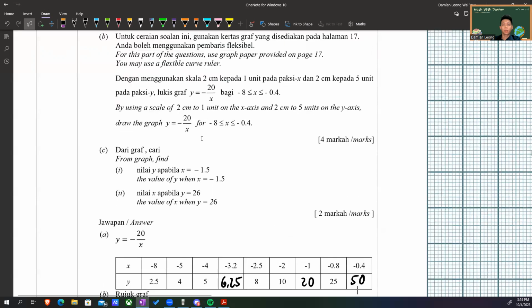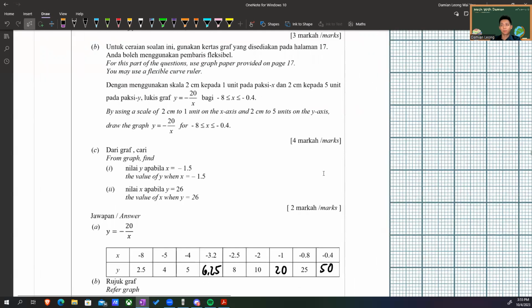Then for part B, I want to draw using the scale 2 cm to 1 unit on the x-axis, and 2 cm to 5 units on the y-axis.